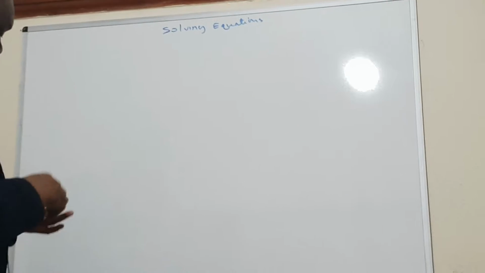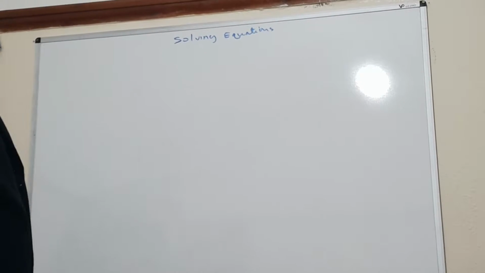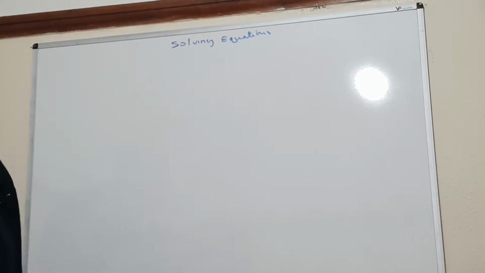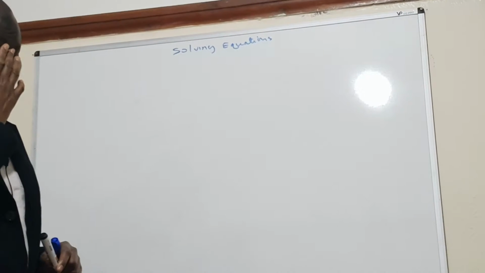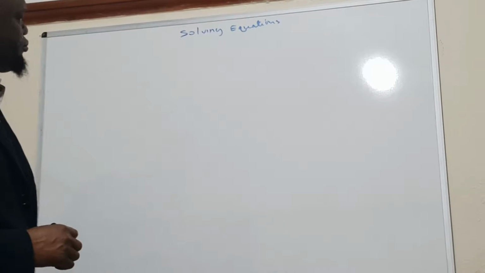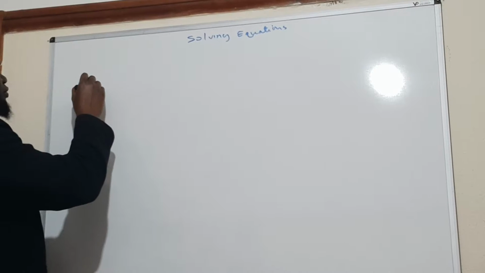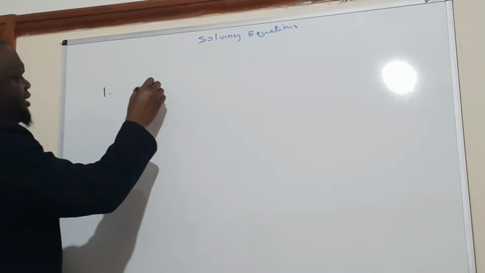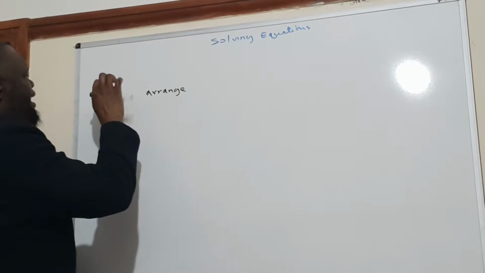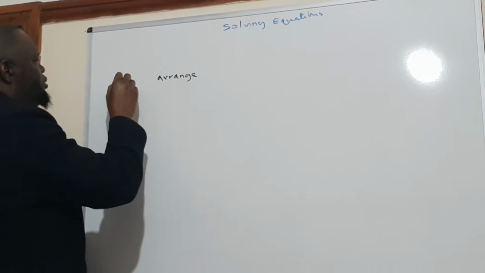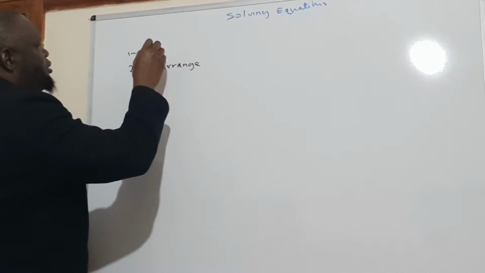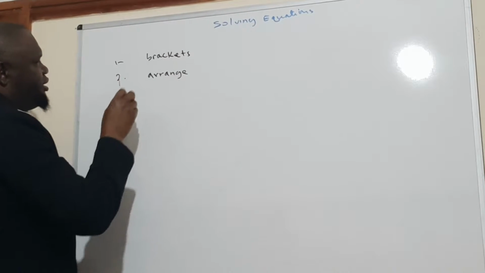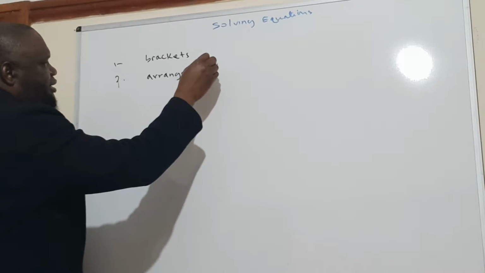Now, first of all, I like to apply some basic principles when I'm doing this equation, so that if you follow that, you will never go wrong. When you get a question of finding the value of x, you have to arrange the like terms. But before you arrange the like terms, first, you have to sort out the brackets.